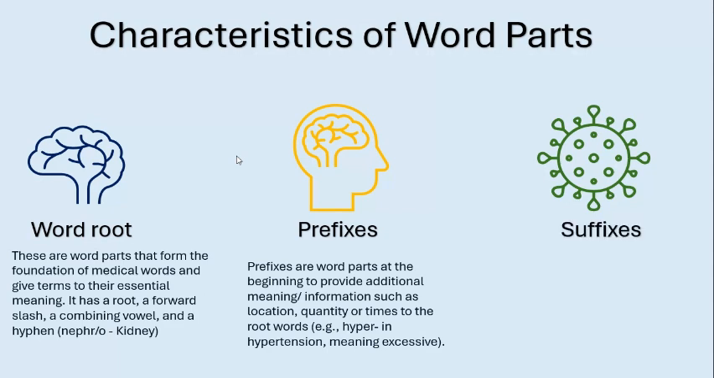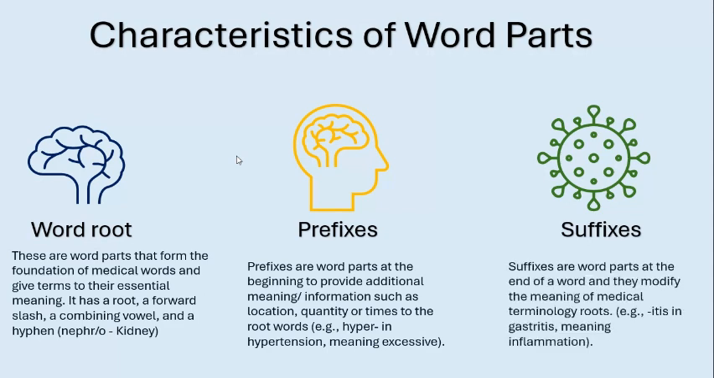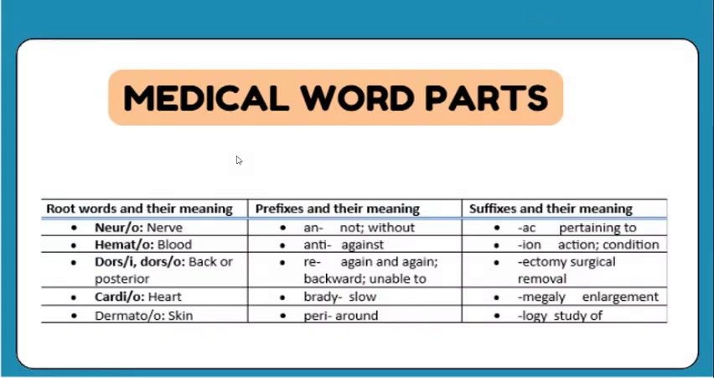And the last one there is the suffix. Suffix, as we said, comes towards the end and basically modifies the meaning of a word. An example is the itis in the word gastritis. Gastritis meaning inflammation.